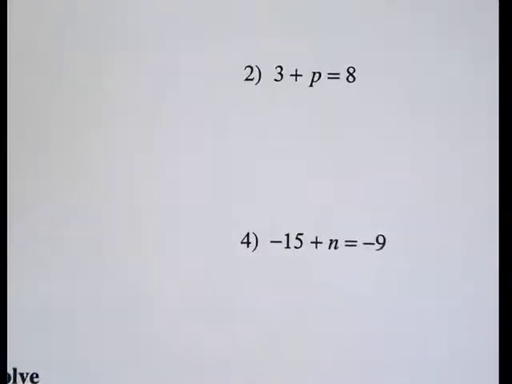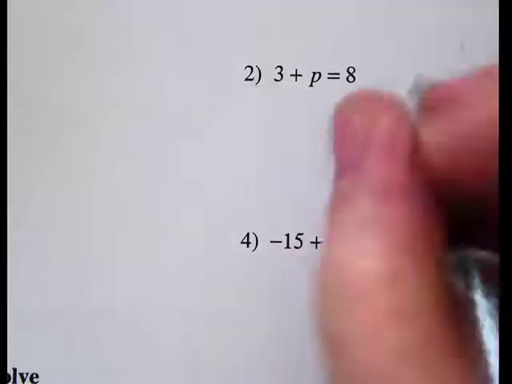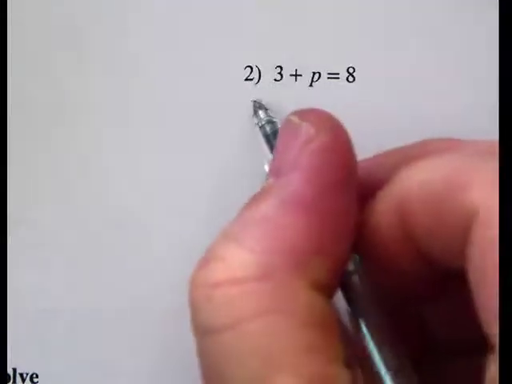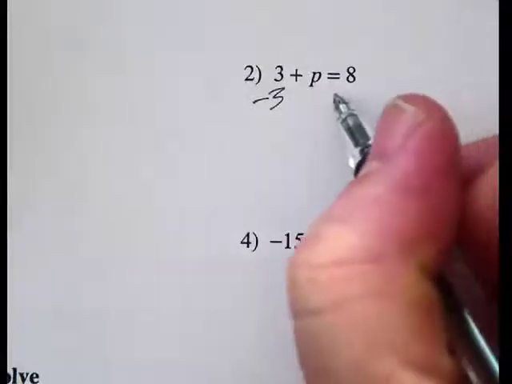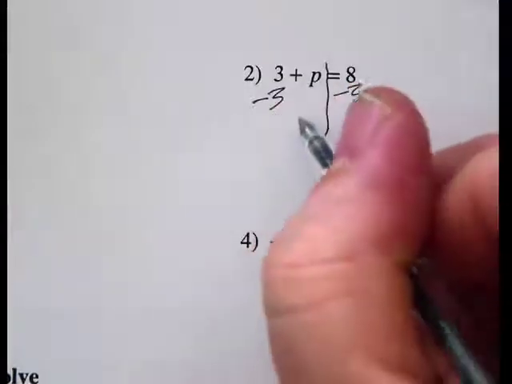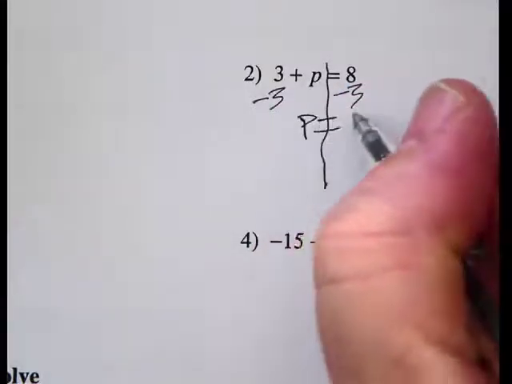If we look at number 2, we see, okay, a variable, and we've got something near the variable, so we need to get rid of it. So we're going to take it away. But whatever we do to one side, we have to do to the other. And we're left with p equals 5.